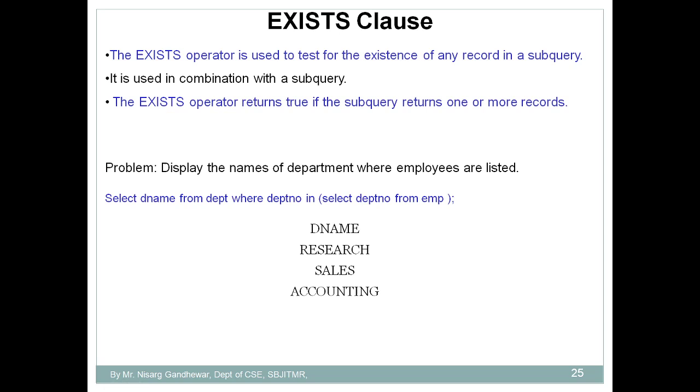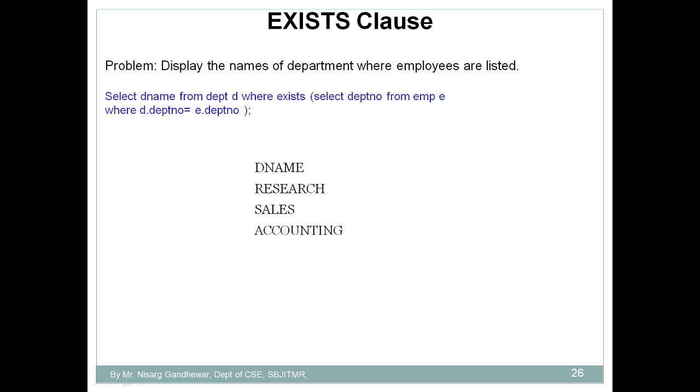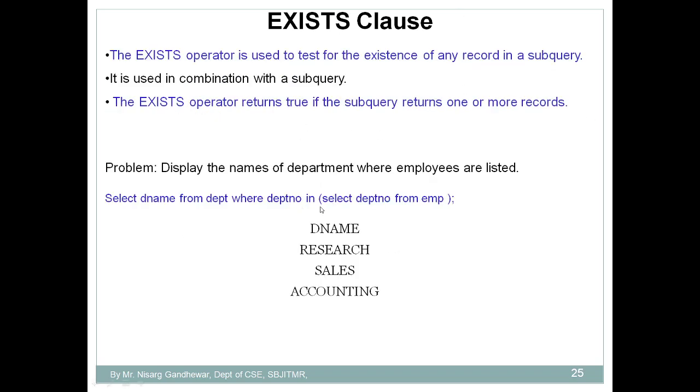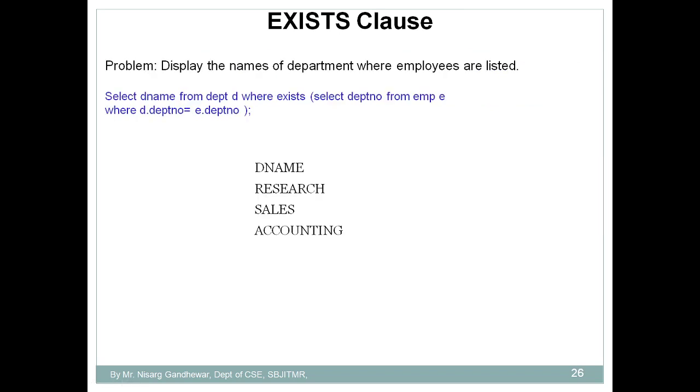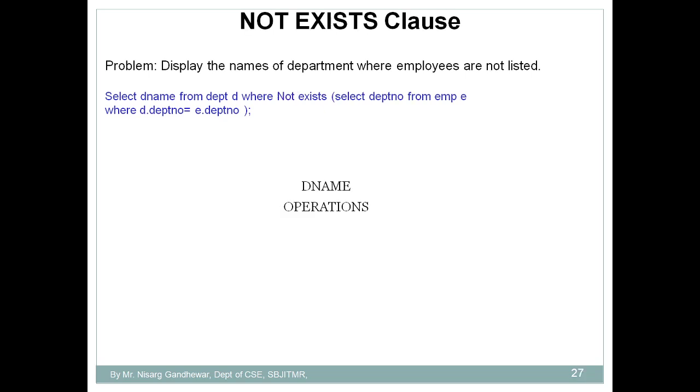So if we talk about the performance of the query, the query with the EXISTS clause is more efficient compared to the other query. So this is the use of the EXISTS clause. Don't worry, we'll demonstrate this example with the help of live SQL, but before that, let's discuss the NOT EXISTS clause. The NOT EXISTS clause is exactly opposite to the EXISTS clause.